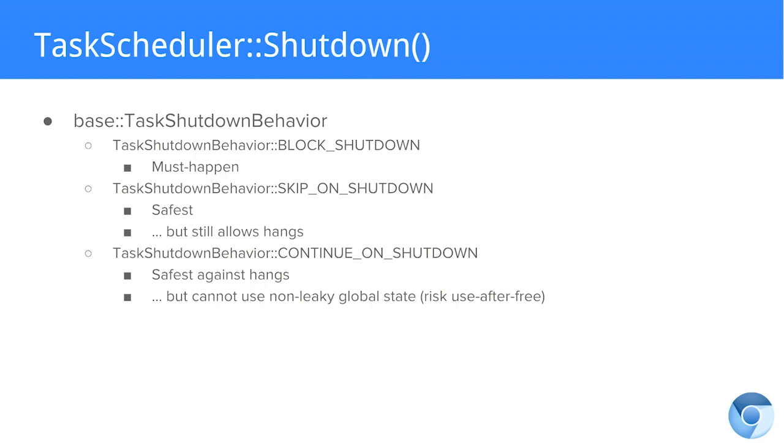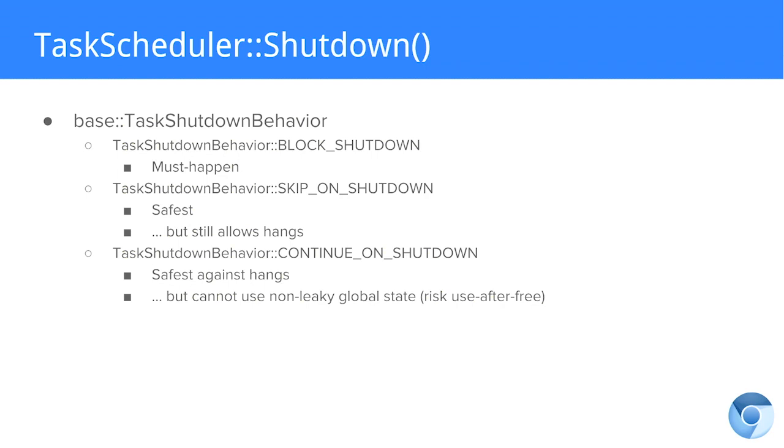Then we have task shutdown behavior skip on shutdown. This is safer. Skip on shutdown, what it will do is it will skip your task if it's not running, but if it starts to run, it will at least wait until it completes. This is safer because it prevents use after free, and I'll explain why after. But it still allows hangs, so if your task can run indefinitely, then it can still hang shutdown. So if your task can run indefinitely, then it should be continue on shutdown.